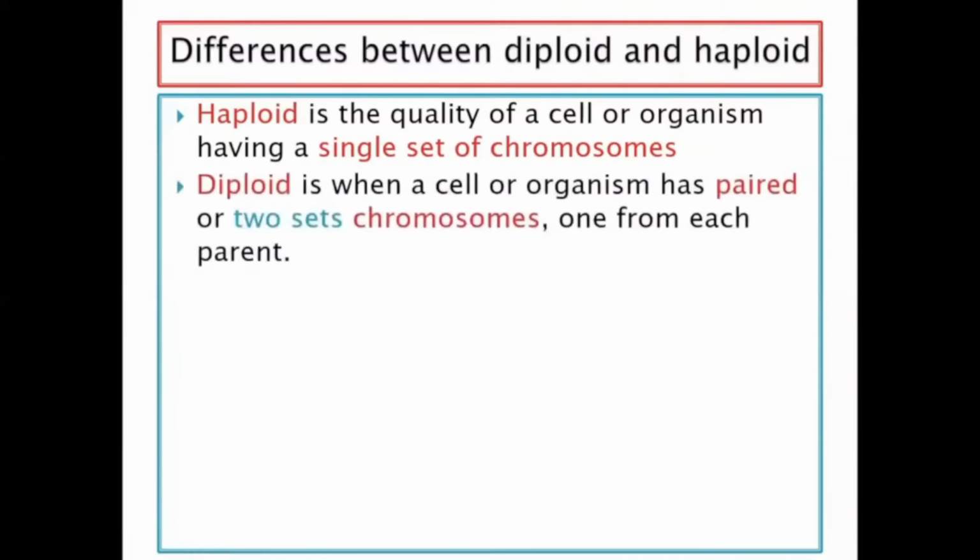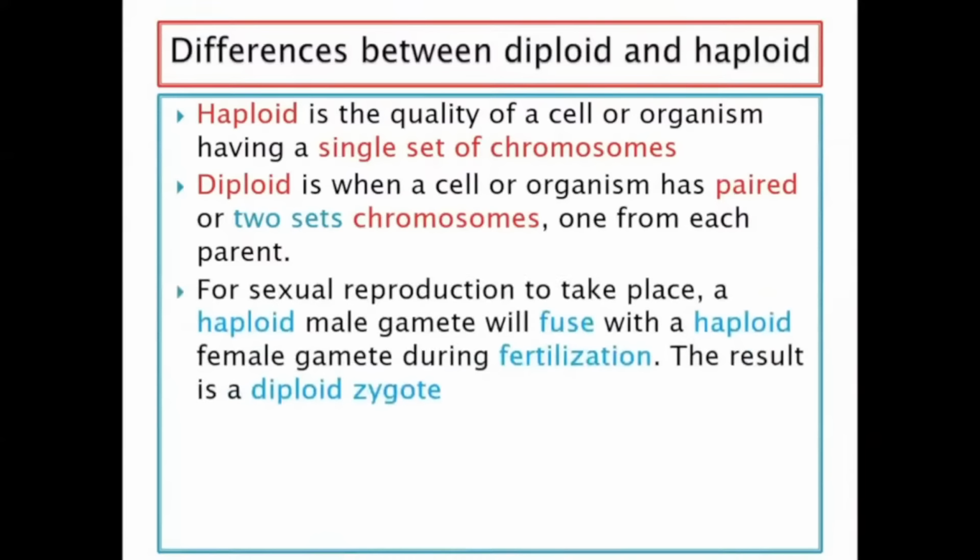But if it is diploid, it is when the cell or organism has paired or two sets of chromosomes, one from each parent. It means one from the father, one from the mother. When they combine, because there are two organisms contributing this, you form the word di, which is 2. And then ploidy means a body. Yes, it's a state which describes an organism with two sets of chromosomes, one from the father and one from the mother. That's the meaning.